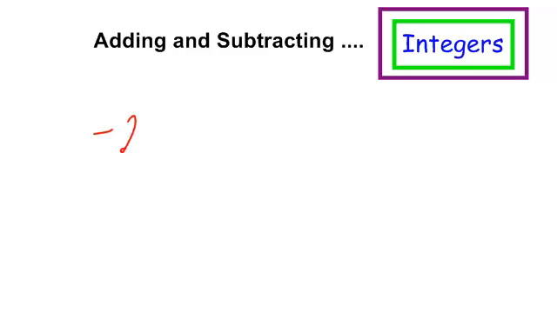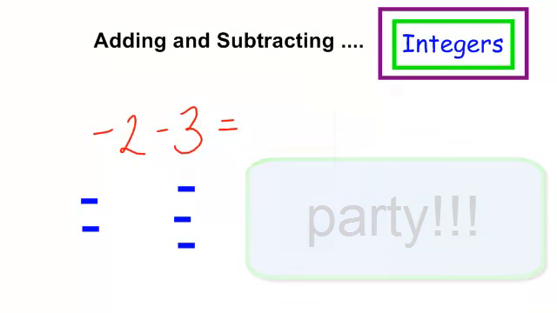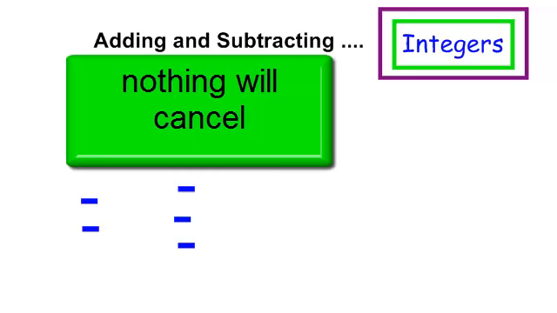Okay, let's try another one. Let's say I have a negative 2 minus 3. Now remember, a minus is the same thing as a negative. If I have 2 negatives, and then I have 3 negatives, a minus is a negative. So 1, 2, 3. So I had 2 negatives, I had 3 negatives. Woo! We got just lots more negatives. We are going to party. And does anything cancel out? No, I have all negatives. So I end up having 5 negatives. That would be negative 5.